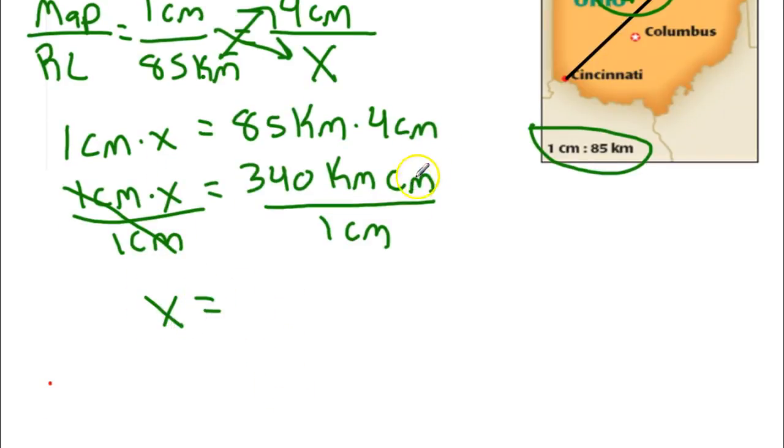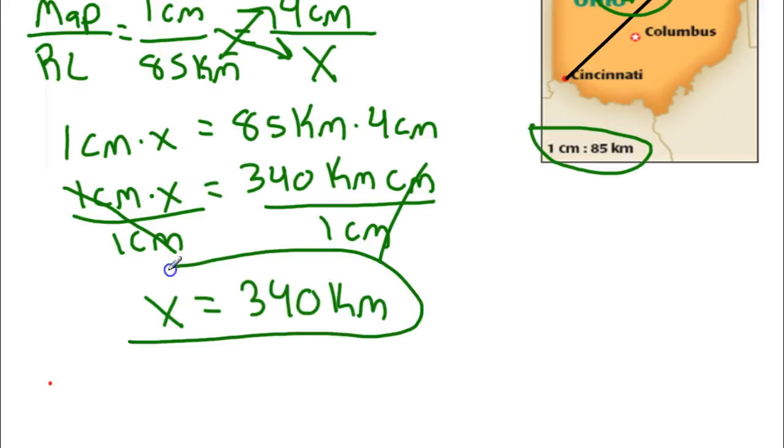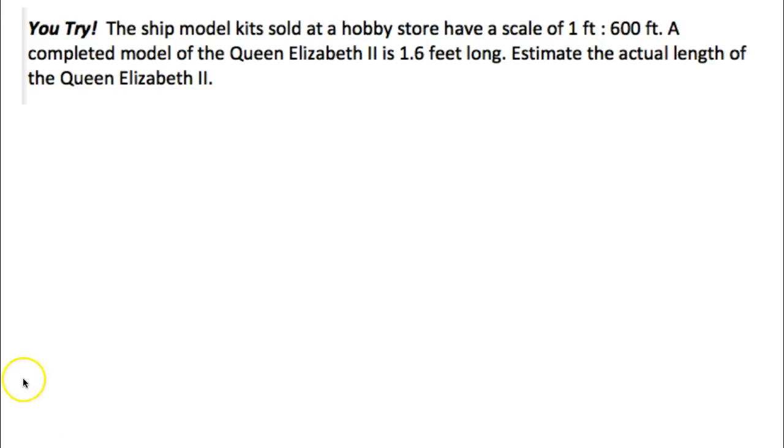Over here, these centimeters cancel. I'm left with 340 kilometers over 1. Right? That's the same as 340 kilometers. So bam, there it is. From Cincinnati to Cleveland, 340 kilometers. All right, we got this problem right here.